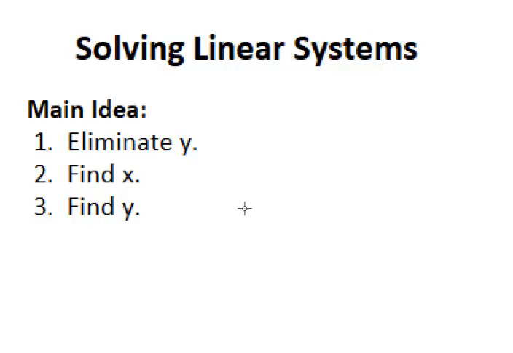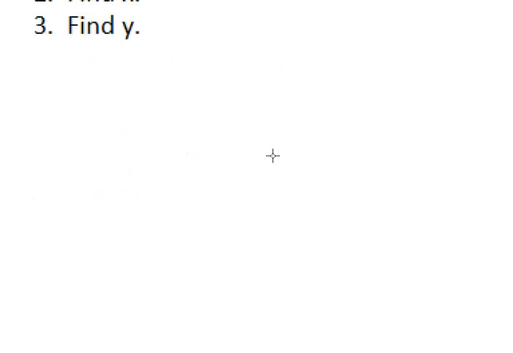Okay, we're gonna solve linear systems. The main idea of how we're gonna do it is first eliminate y, which is usually the second letter. Then we're gonna find x, and then we're gonna find y. That's the process. Okay, so let's solve some exercises.